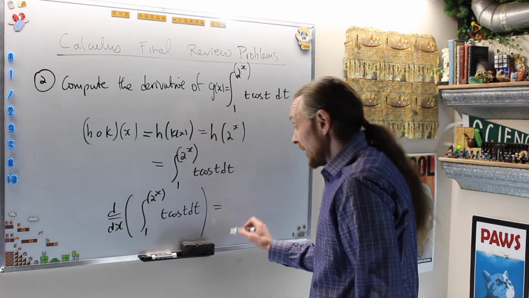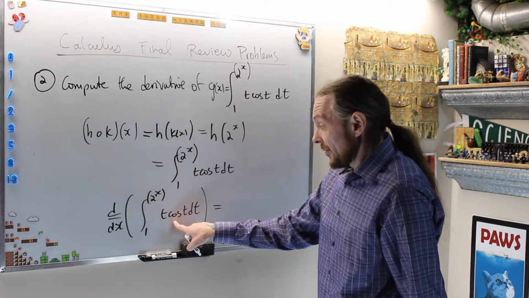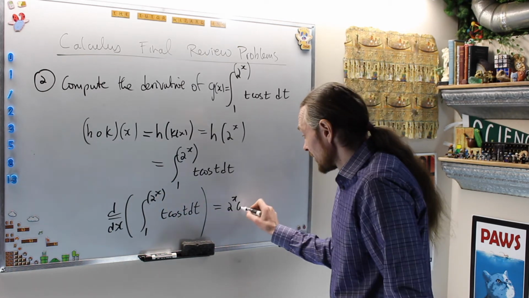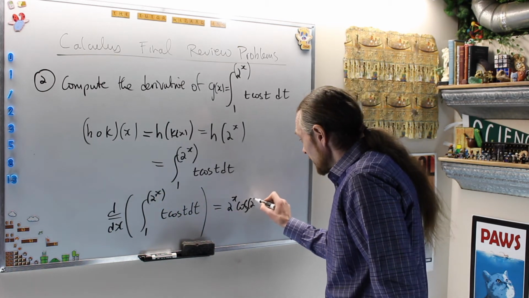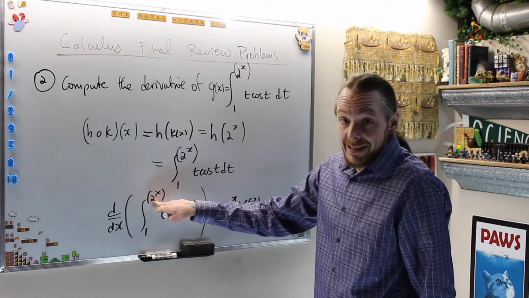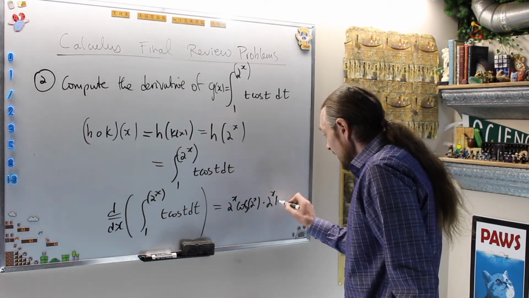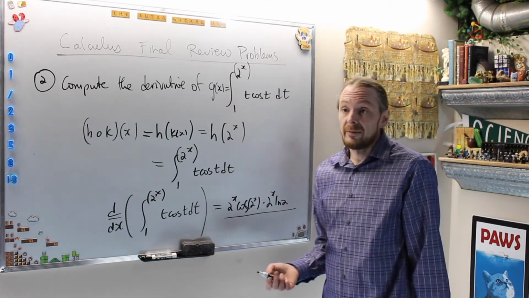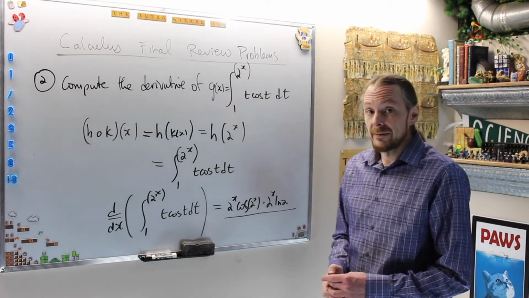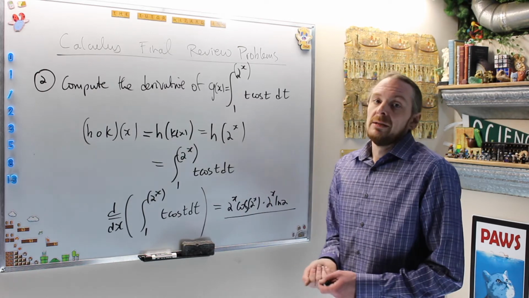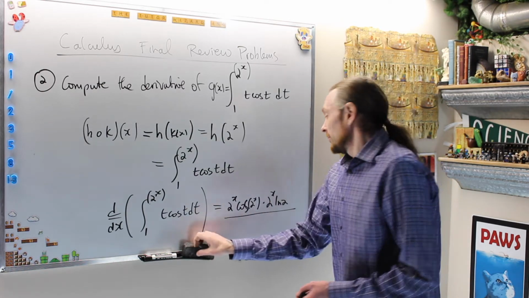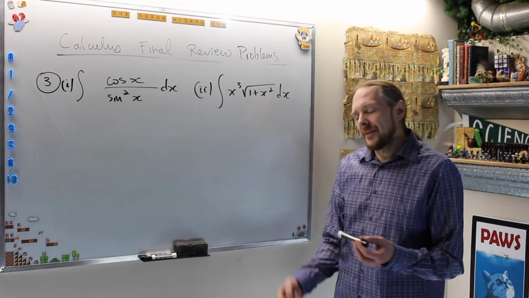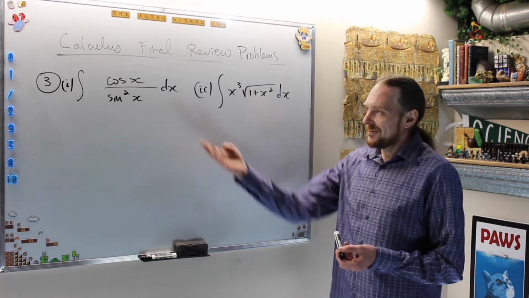So I do the derivative of this by the fundamental theorem of calculus part 1. This is just 2 to the x. I put whatever's in here where t was: cos 2 to the x times the derivative of the inside, which is 2x ln 2. This is how we use the fundamental theorem of calculus part 1, taking derivatives, using composition usually.